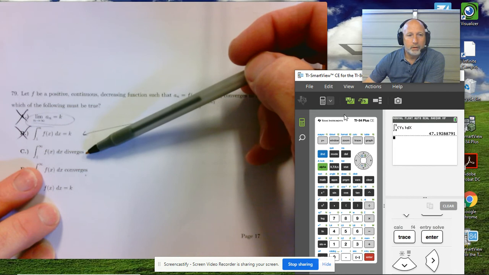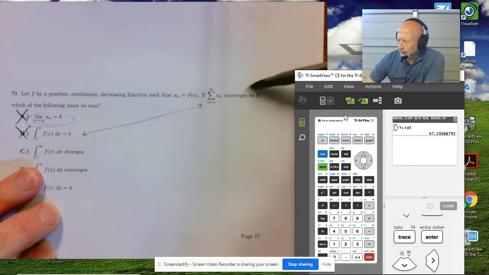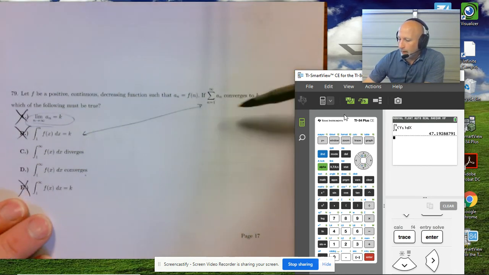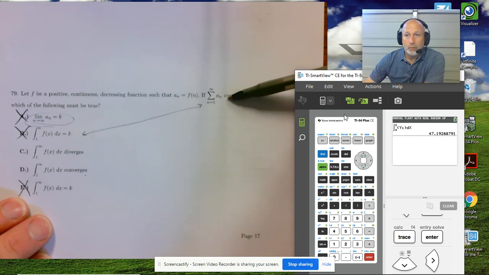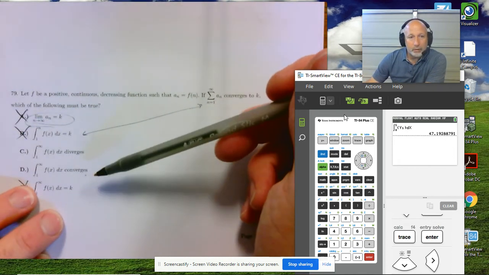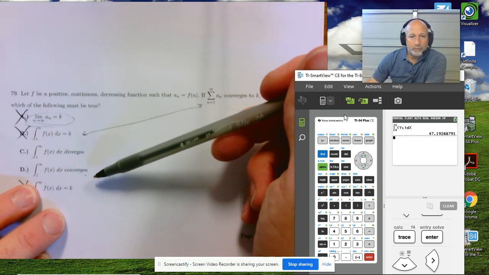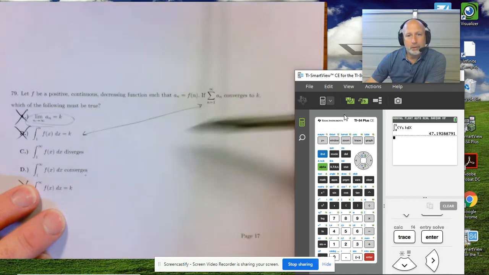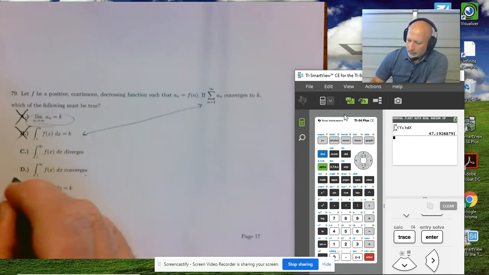So I went over here. This turns out it converges, and I didn't know what it was, so I went over here to figure out what it was, and I used the integral test. And if it ends up converging here, then that means it should converge there. Okay, so the answer there is D.